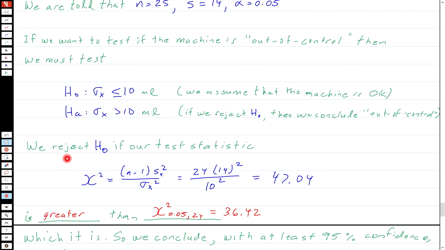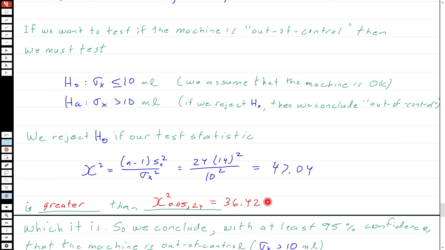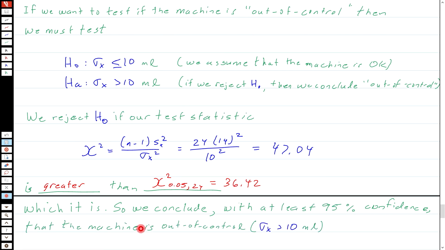Finishing our sentence, we reject H naught if our test statistic is, we look at HA, and the word here is greater than. This is a one-sided test, so it's alpha, 0.05, 24 degrees of freedom, and this number is 36.42 from the chi-squared distribution. This 47 is bigger than this, so we conclude with at least 95% confidence that the machine is out of control and that the standard deviation is bigger than 10 milliliters, so we presumably have to go in and fix it.